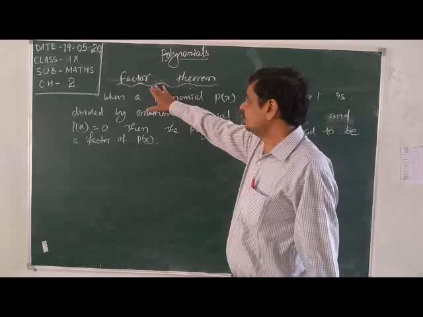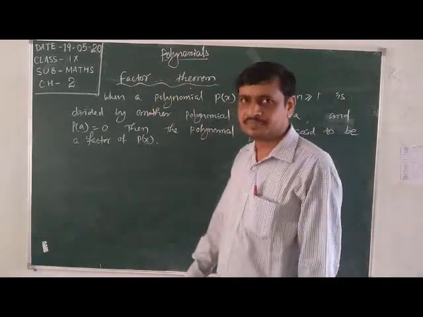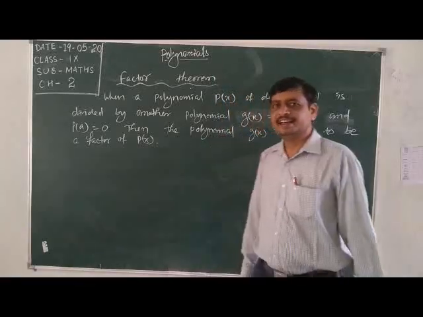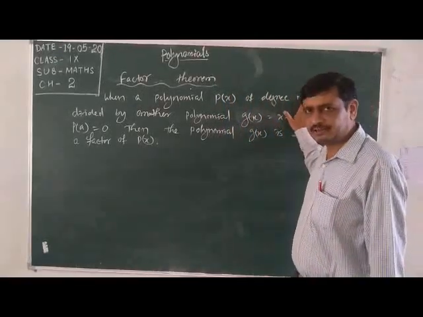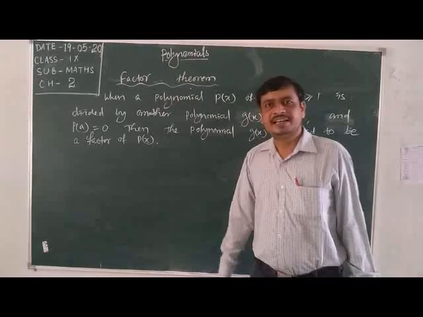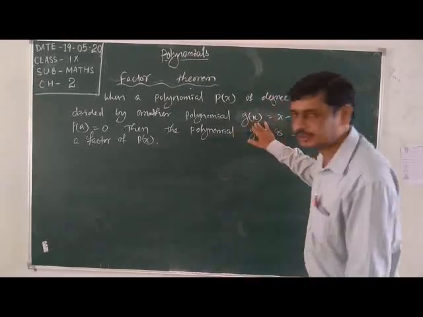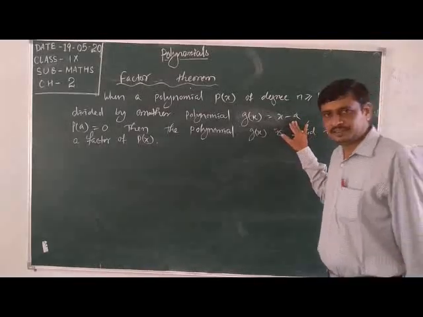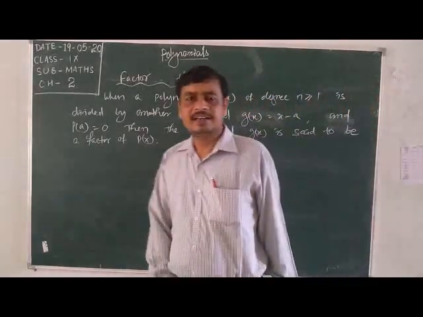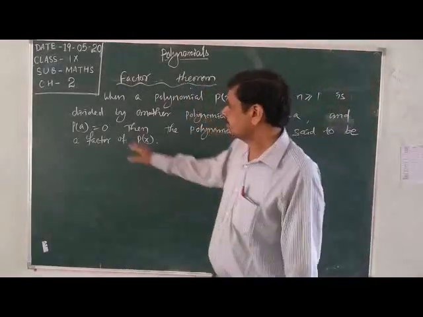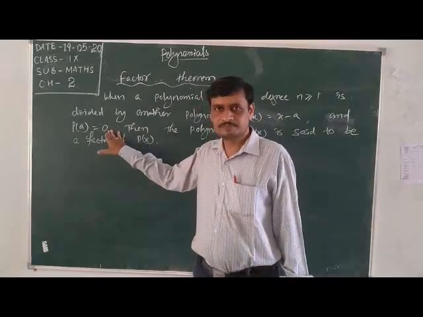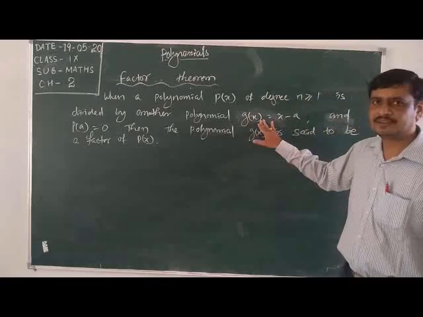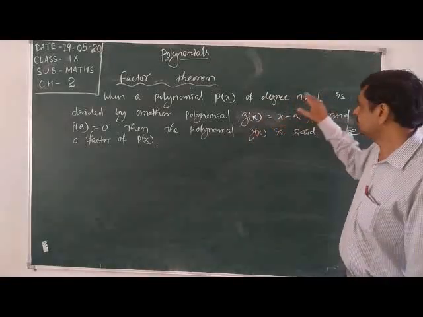Now we will discuss the factor theorem. When a polynomial p(x) of degree n greater than or equal to 1 is divided by another polynomial g(x), which is taken as x minus a, if the remainder p(a) is equal to 0, then the polynomial g(x) is said to be a factor of polynomial p(x).